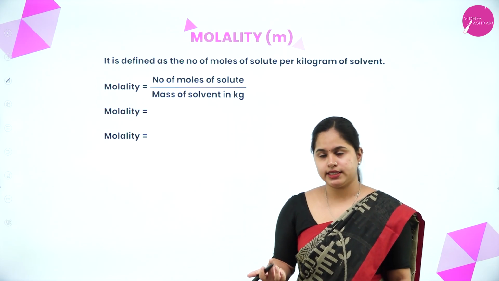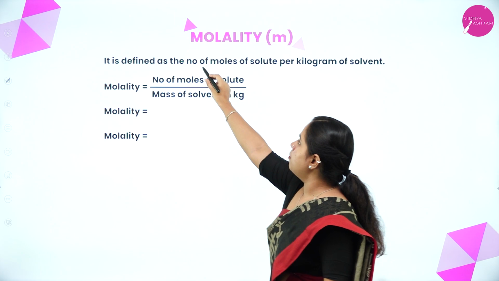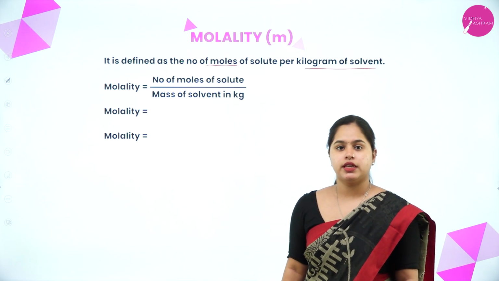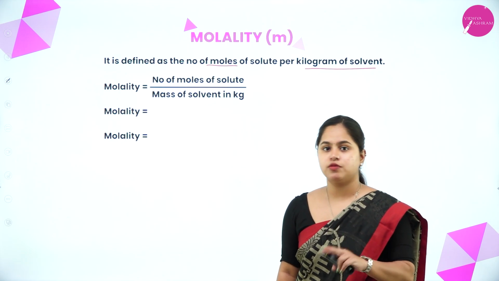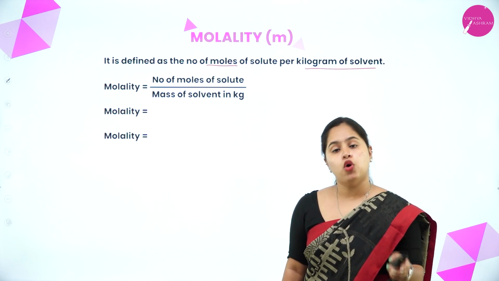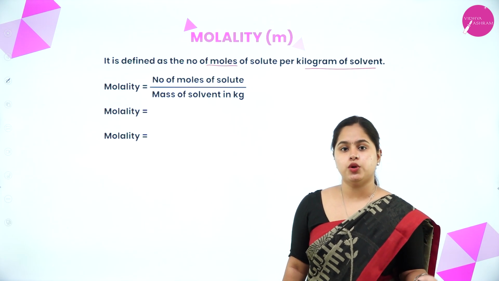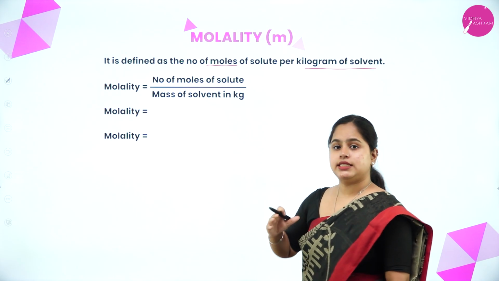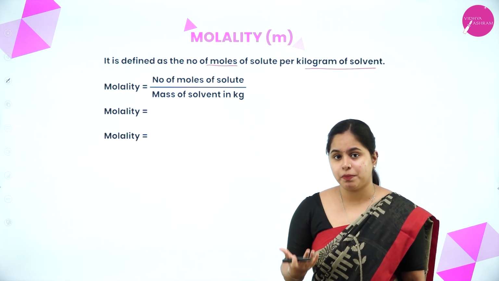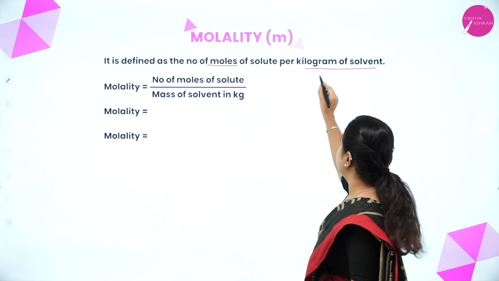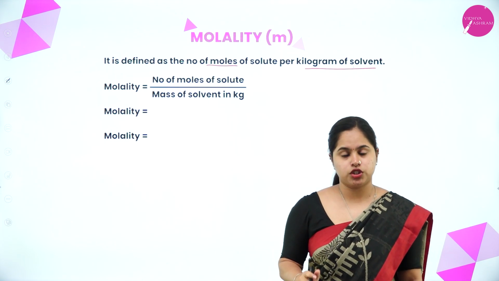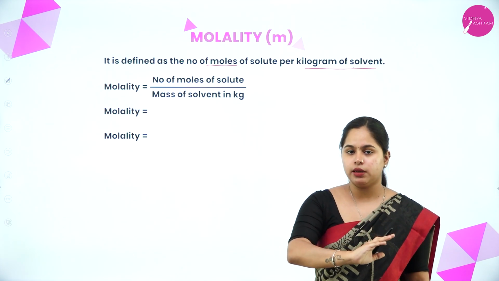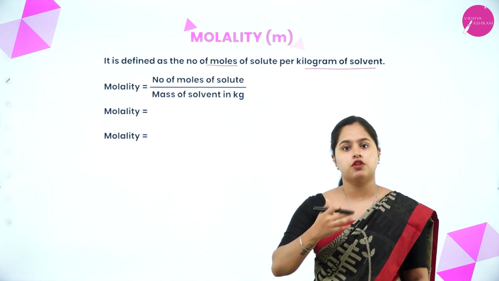So now what is molality? It is defined as the number of moles of solute per kilogram of solvent. So you have to be very clear with molarity and molality. Molarity is the number of moles of solute present in 1 liter of your solution, and molality is the number of moles of solute present in 1 kilogram of your solvent, right? Not solution, 1 kilogram of your solvent. Molarity is in terms of volume and molality is in terms of mass, right?